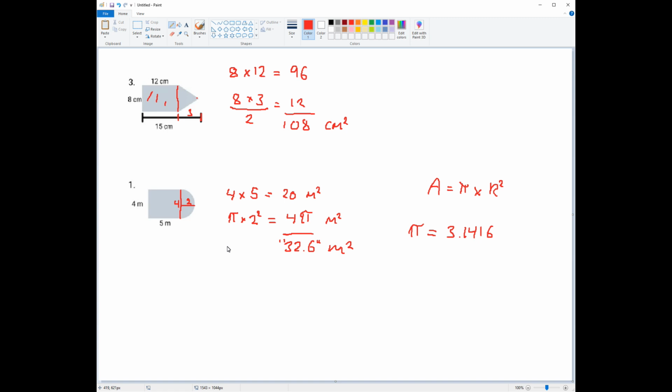Actually, did I forget something? Yes, I did. I made a mistake. It's a half circle, so it's actually not this. I have to divide by 2. Shame on me. So it's not going to be 4 because we're going to divide this by 2. So it's just going to be 2 pi. So it's going to be 6.28 or thereabouts.